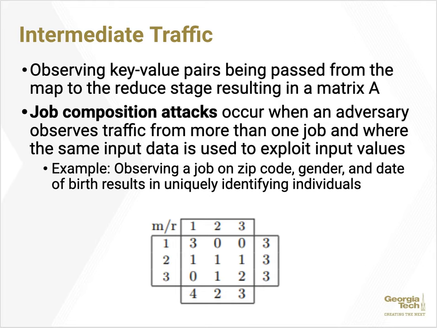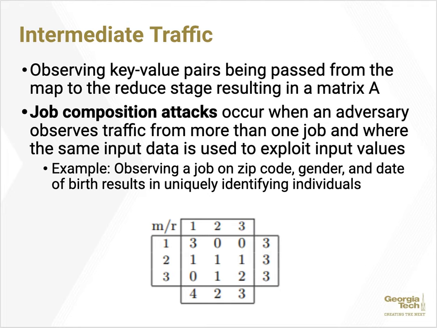So let's discuss what intermediate traffic is. If you remember in the first diagram how I had the value X, which stands for intermediate values, intermediate traffic is essentially monitoring this information between the map and the reduce stage. And it's specifically observing key value pairs being passed from the map to the reduce stage, resulting in a matrix A. So in this diagram down in the bottom, row 1 would stand for the key, and it has values 3, 0, and 0. Row 2 has values 1, 1, and 1.